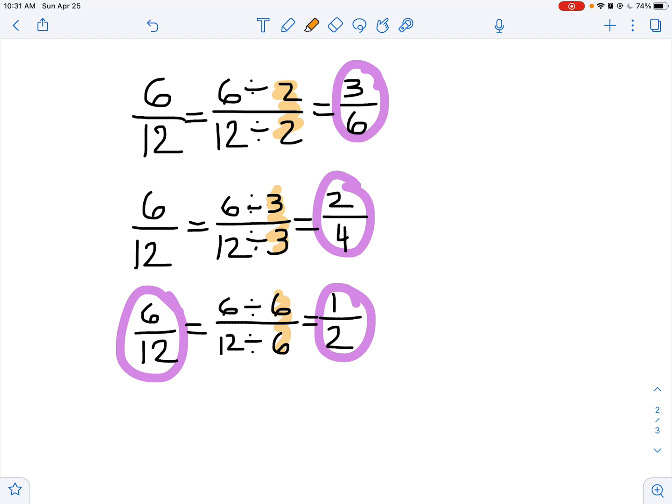Okay? So for today, you're going to go and do some more equivalent fractions using division. One of the pages they're going to ask you to model.